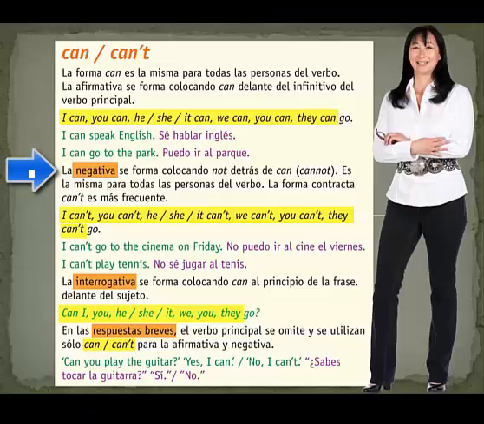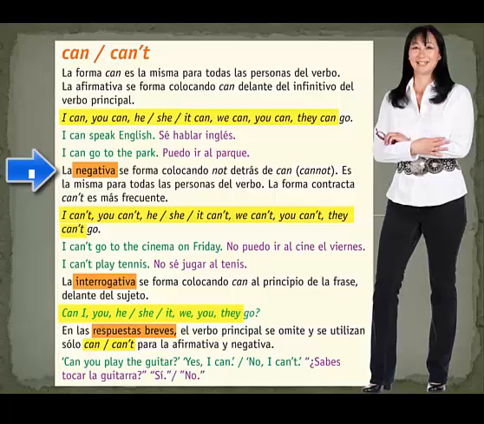and so on. In the negative, the verb can is formed by placing not after the verb can. So you can say cannot, but this is not the most frequent spelling. The normal thing is to use the contracted form can't, which is much more frequent. In the negative, you would say I can't, you can't, he can't, she can't, it can't, we can't, you can't, they can't.